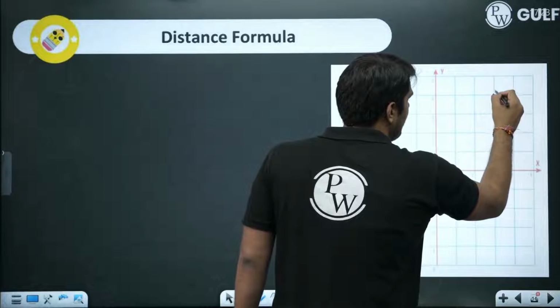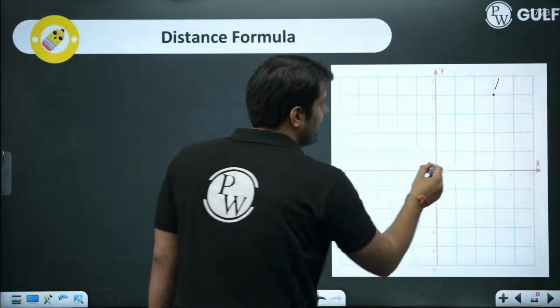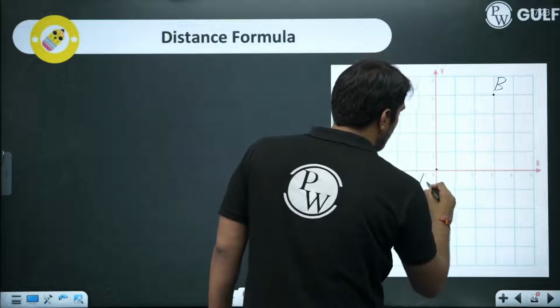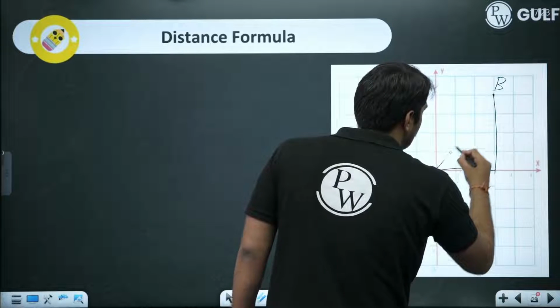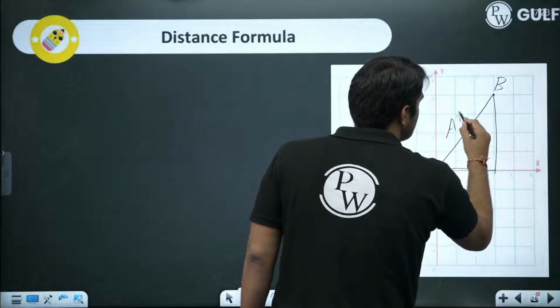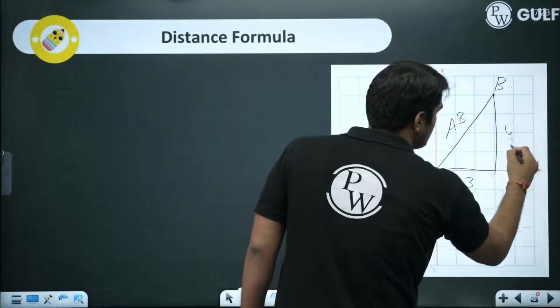This was the second point. This was our point. This was A, this was B. So this is B over here, and this is A over here. We had this triangle being formed. I was interested in the distance AB. This is 3, this is 4, this is a 90-degree angle.